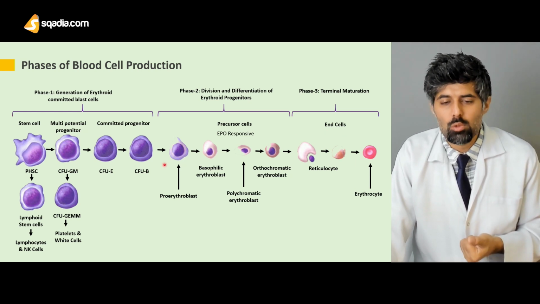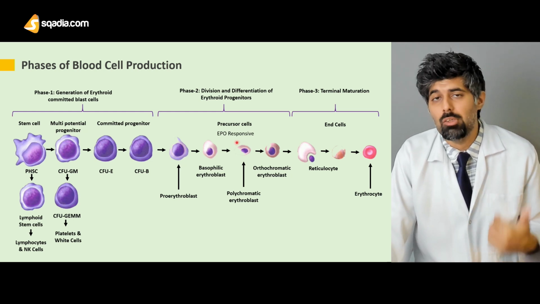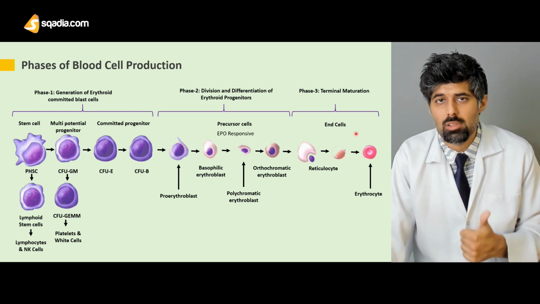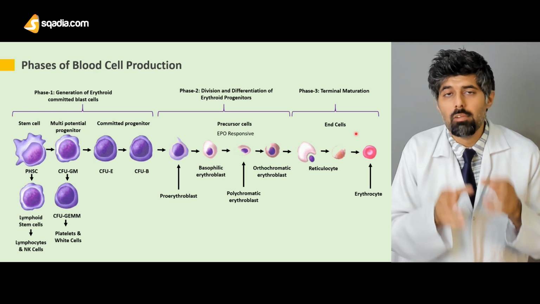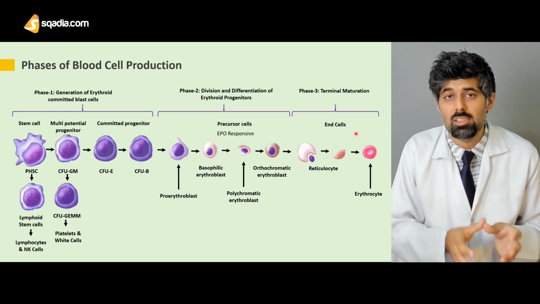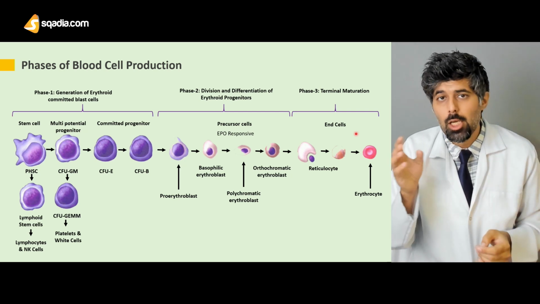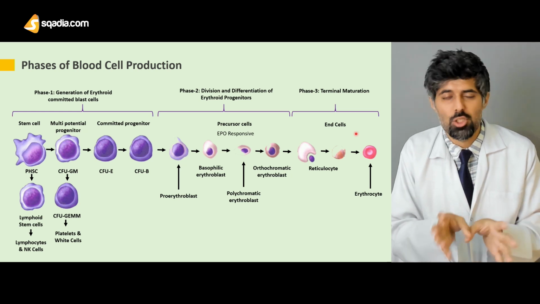So the end stage is the terminal maturation and it takes place in the blood. While the first two phases took place in the bone marrow, the site of erythropoiesis, the last stage, the maturation stage, takes place in the blood. And if you do not have enough maturation factors which are needed for the maturation of the reticulocyte into a matured erythrocyte, the proper maturation doesn't happen.